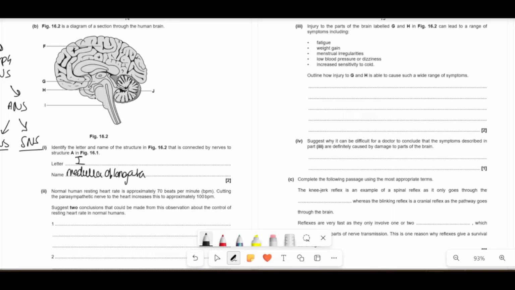And then F is just your cerebrum, so that's where you take in things and think about and actually use stuff, like seeing, hearing, thinking, processing, vision, memories, all that kind of stuff.